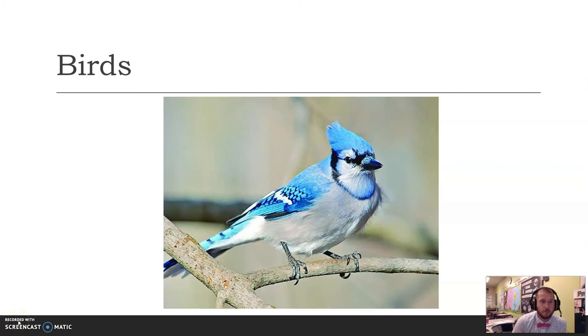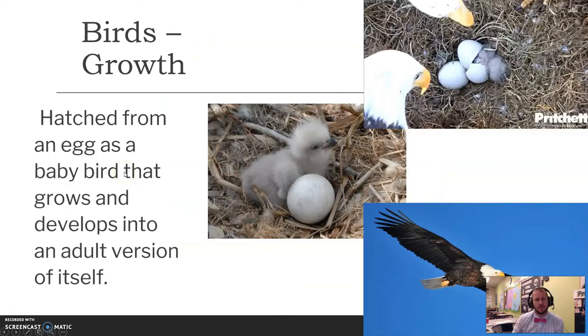Our next type of animal we're going to talk about is birds. Now, much like all of the animals before this, birds lay eggs. So they lay eggs that will then hatch into a baby bird that develops into an adult bird.